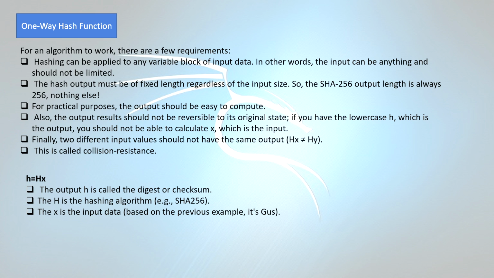The output should be fast and easy to compute. Also, the output result should not be reversible to the original state. H equals H(x). This output H is called the digest or the checksum. H is the hashing algorithm. X is the input data.